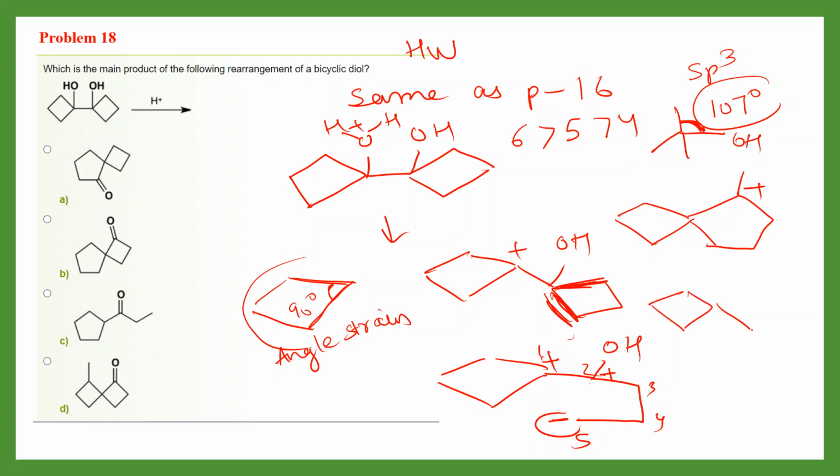And now as positive charge is near to your oxygen, it will mesomerically stabilize it and it will form ketone. Correct? Okay.